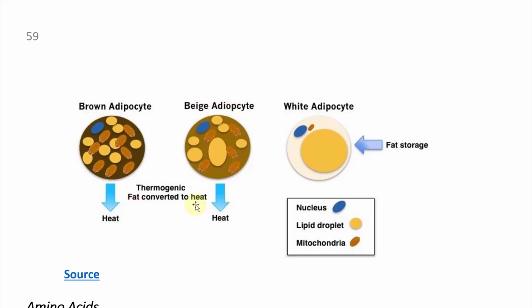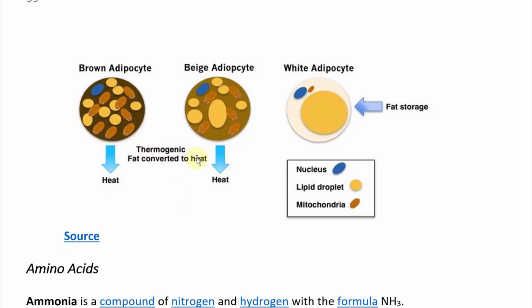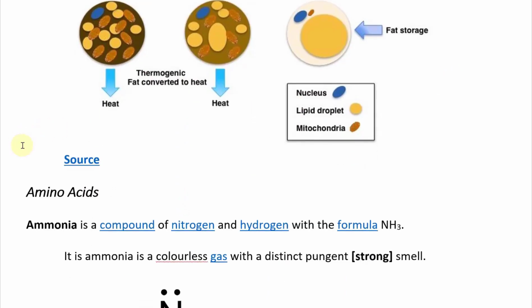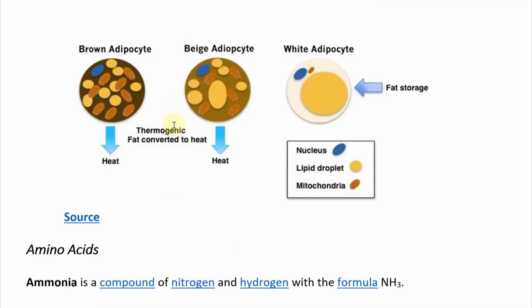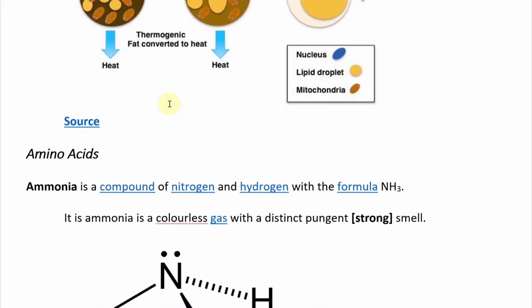Then the mixture of these is the beige adipocyte, which has fewer lipid droplets than brown, but they're bigger, as opposed to the one super giant droplet of white fat. This one is thermogenic, with fats converted to heat, so heat regulation, and this one is energy storage. I wanted to include that because we'll be going over it a lot throughout this whole video.